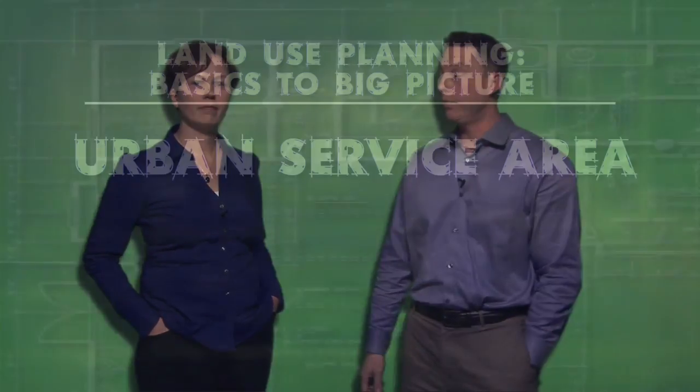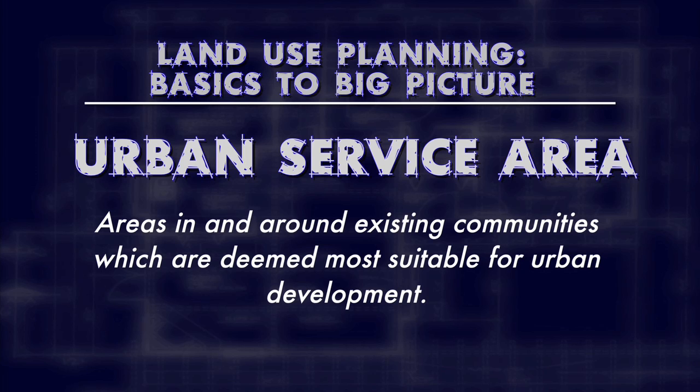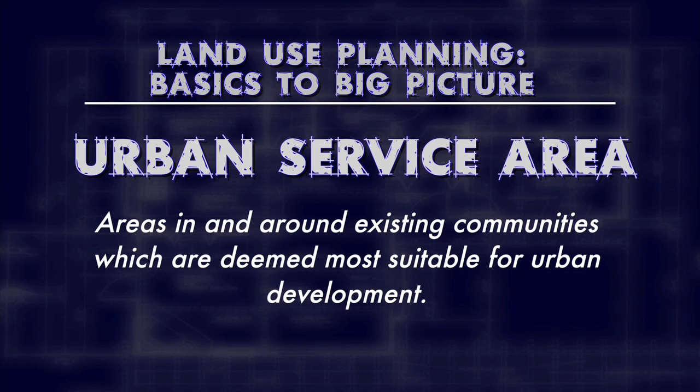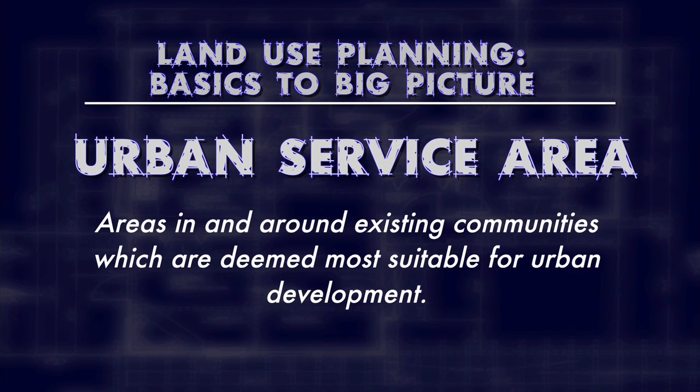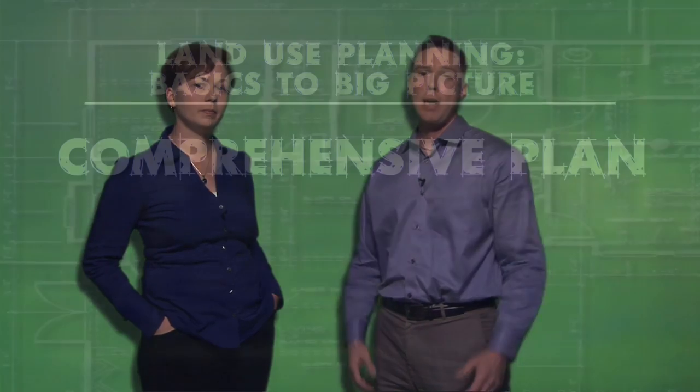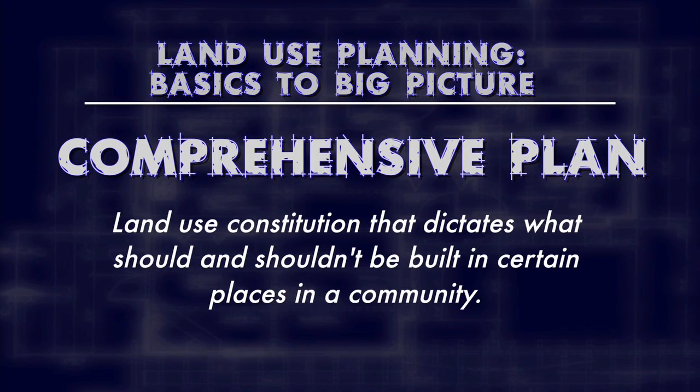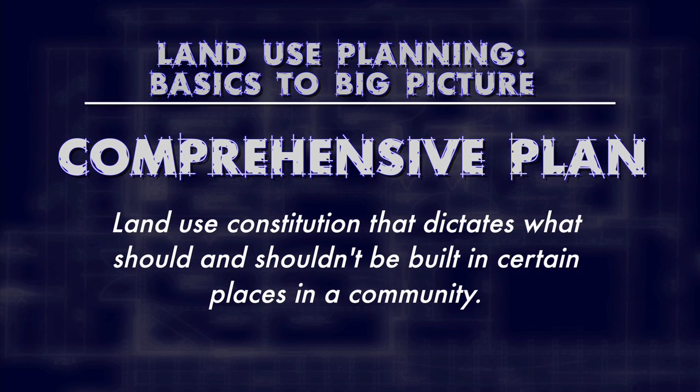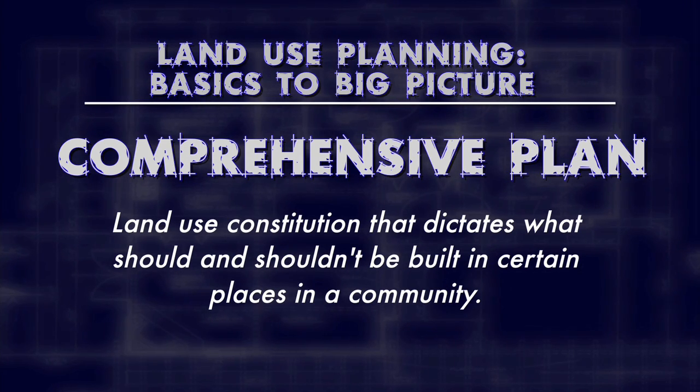Now, shifting to some other broader topics, we'll discuss terms that affect the entire community. First, an urban service area. An urban service area is the area in and around existing communities which are deemed most suitable for urban development. They are capable of being provided with a full range of urban services. Urban service areas are typically designated by your county or city's comprehensive plan. A comprehensive plan is pretty much a land use constitution that establishes what should and shouldn't be built in certain places in your community. An important thing to remember is that decisions you make in planning and zoning meetings shape the look and feel of your community, from the environment to the economy to social issues.